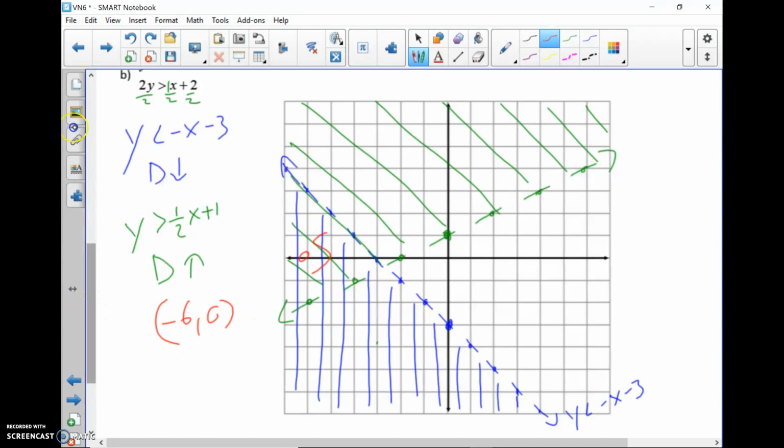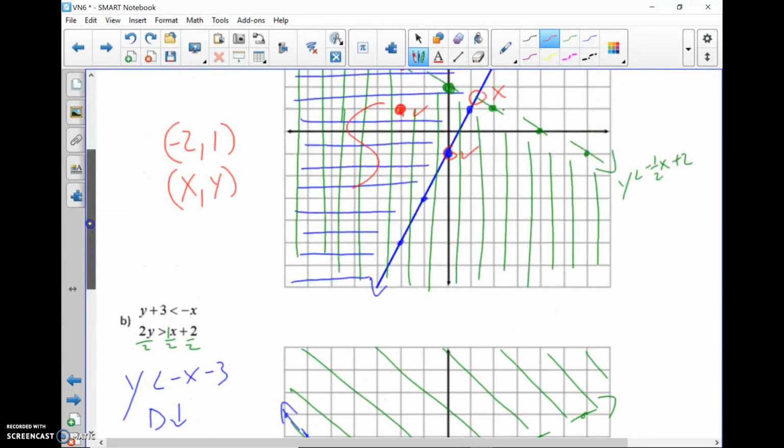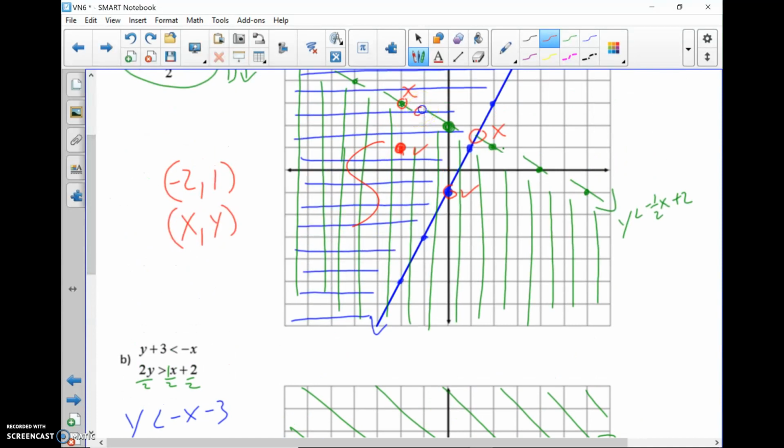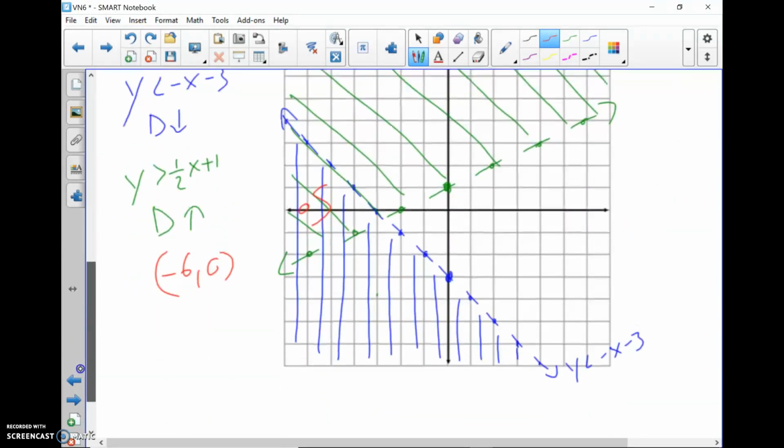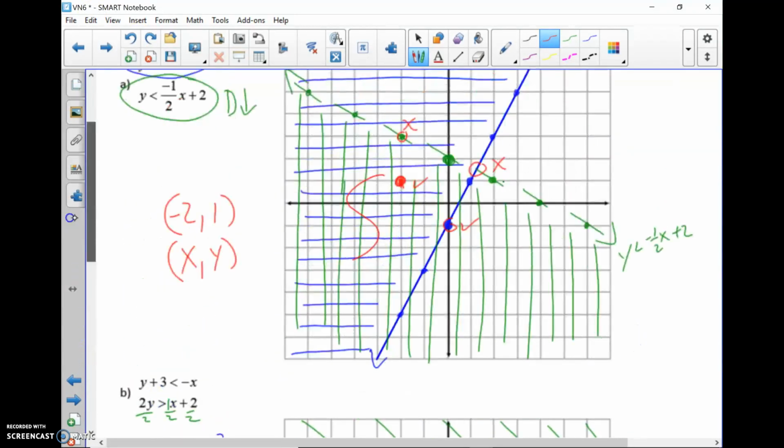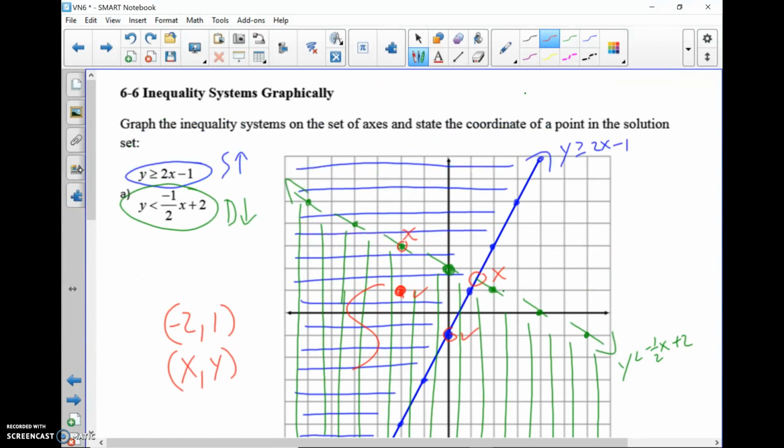If you're asked to pick a point, pick something clearly in the solution. Don't pick something over here that's maybe close to the dot. Pick something that's right smack in the middle, unless they ask you yes or no for a specific point. But that's it. Graphing inequality systems.